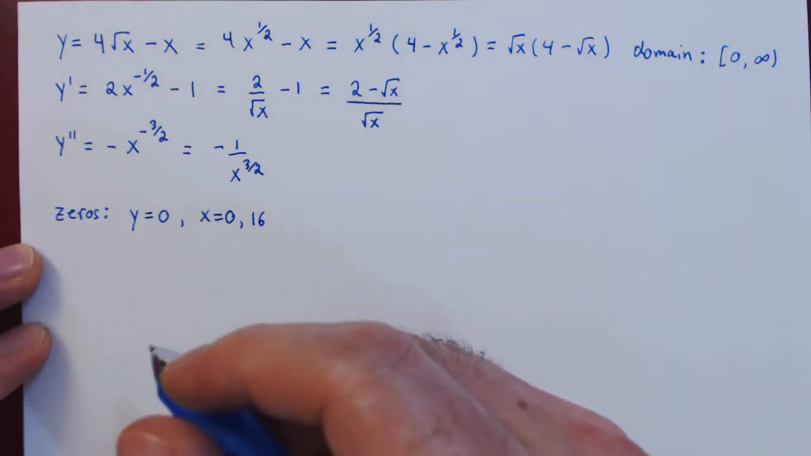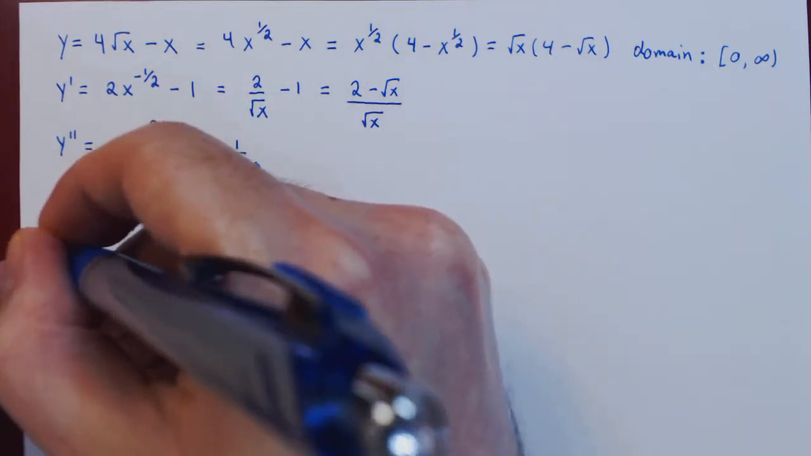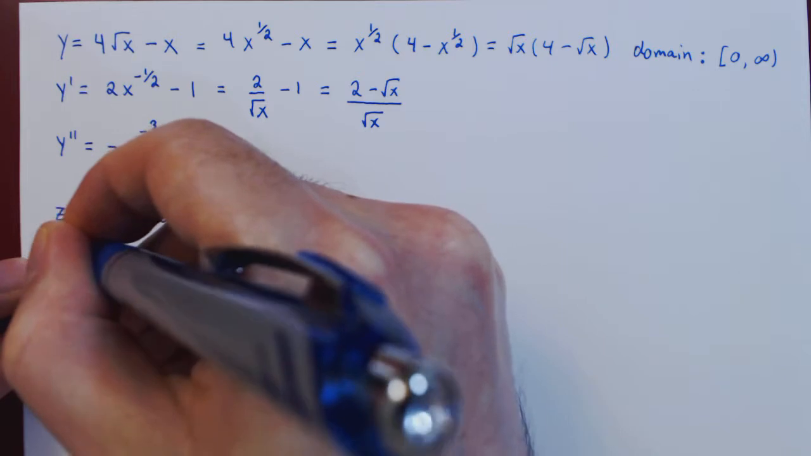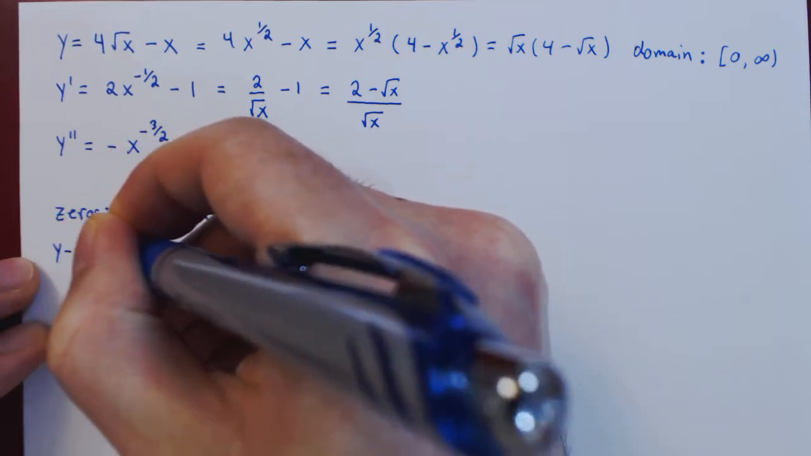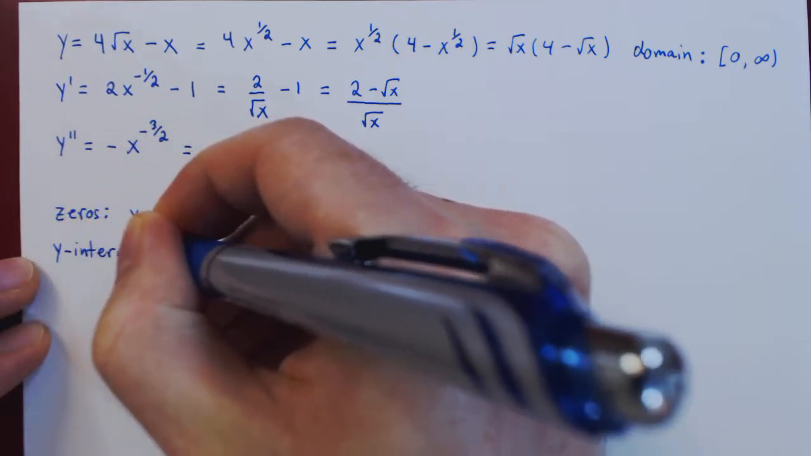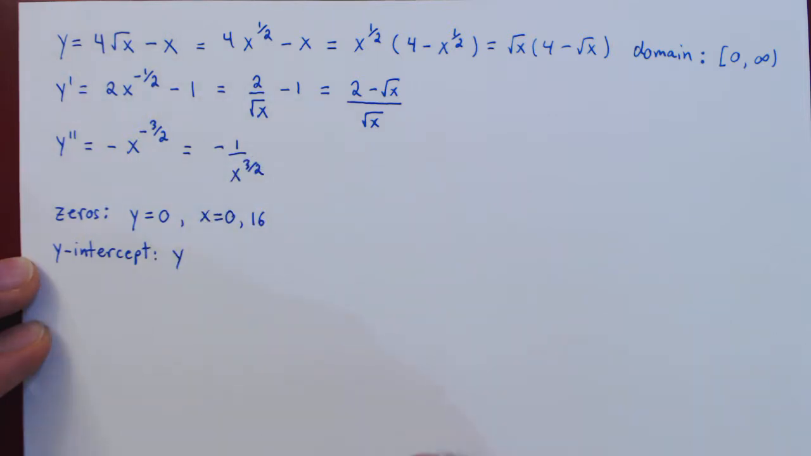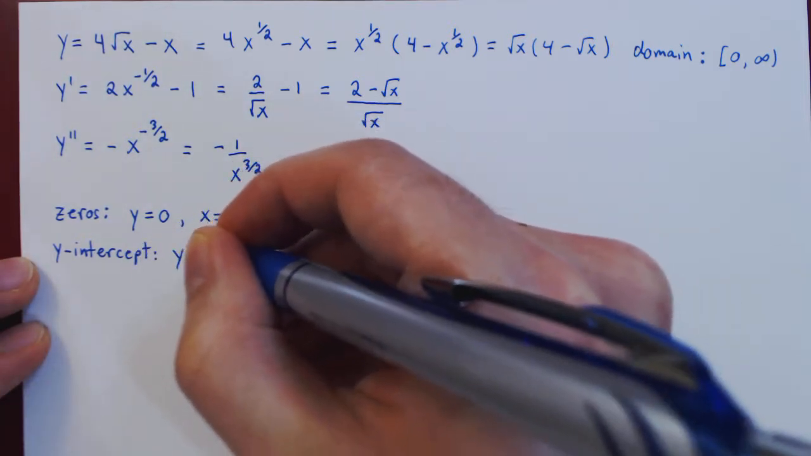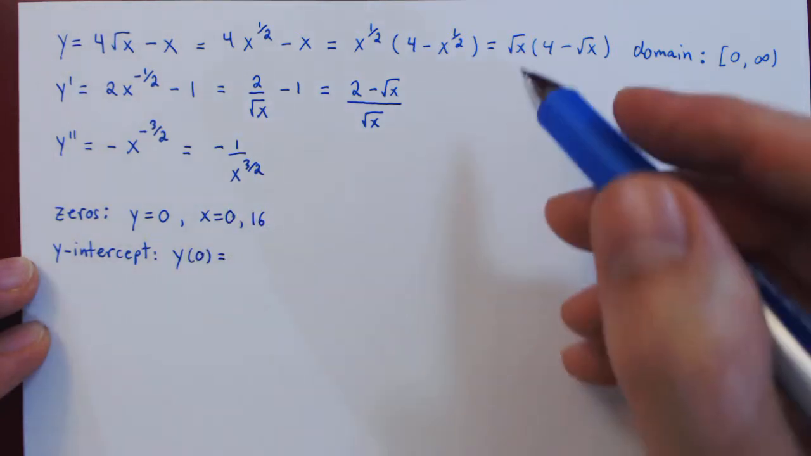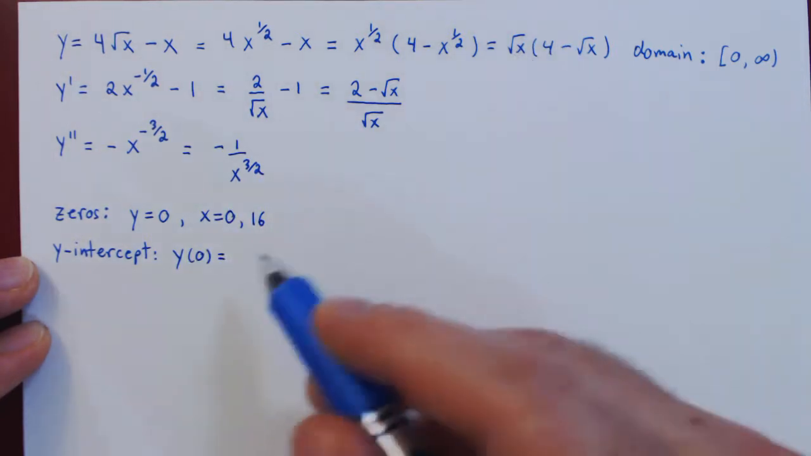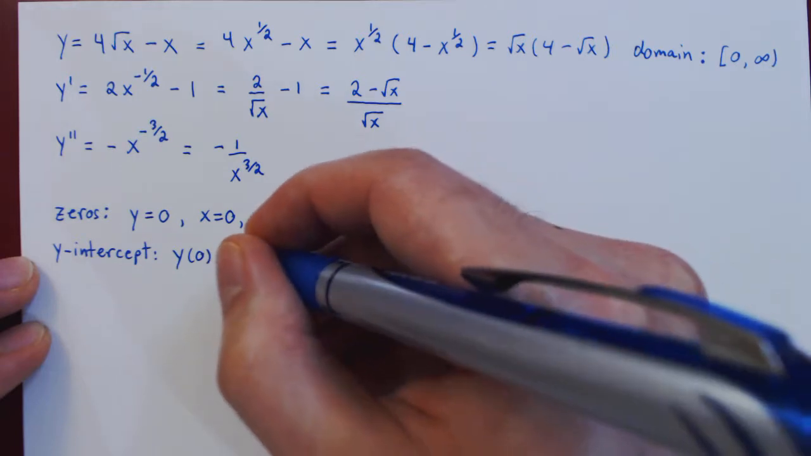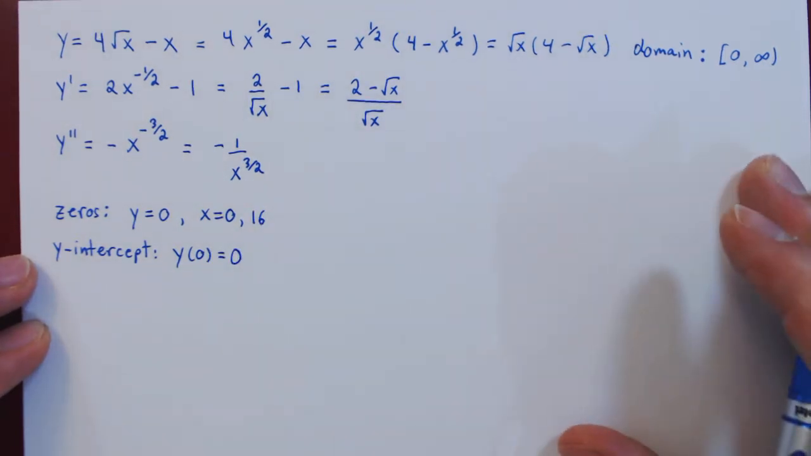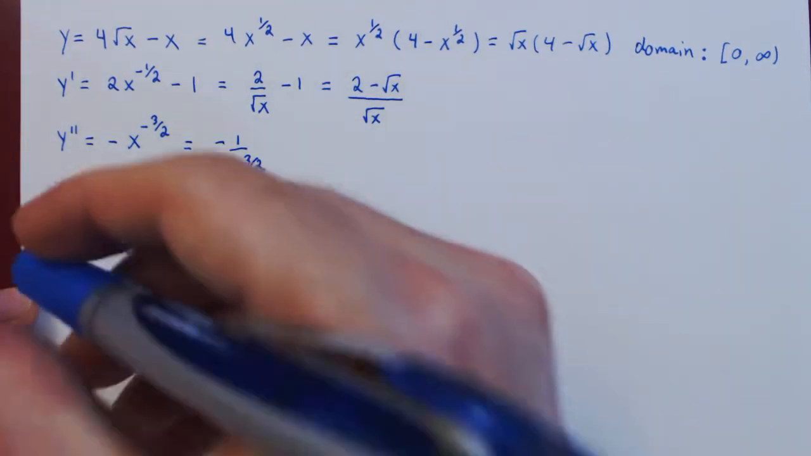The y-intercept is always trivial to find. It is the point at which the function crosses the y-axis, so the y value at x equals 0. And we've already found that at x equals 0, the result of y is equal to 0. So nothing new here. Let's now look for the critical points.